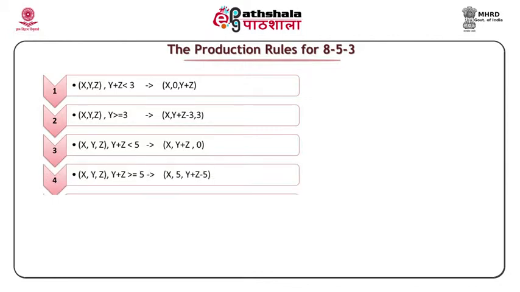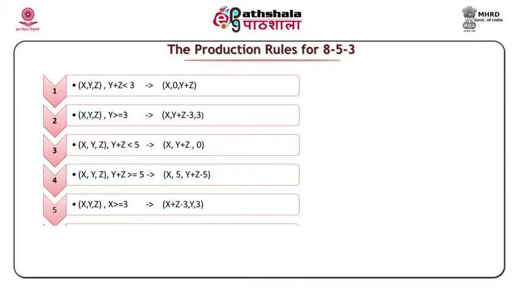So the next rule says x, y, z, y plus z greater than or equal to 5, you have x as 5, which is completely full, and whatever is remaining is here. Okay, now we are talking about the third case, the 8 gallon jug and 3 gallon jug. If x is greater than or equal to 3, here we have more milk, you can fill this jug, and whatever is remaining you can keep here.